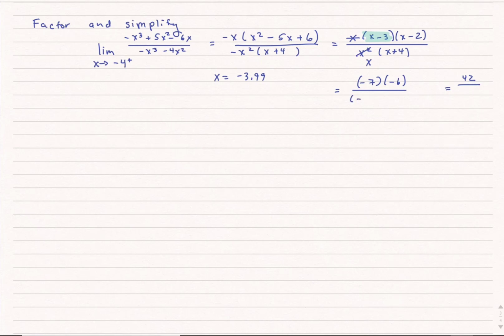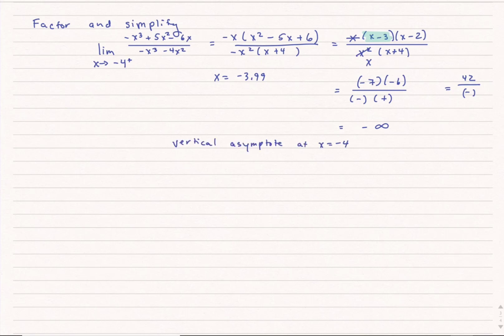Well, I've got a negative number with my x, and then my x plus 4, because negative 3.99 is slightly greater than negative 4, I end up with a positive number. A negative times a positive is negative. So that means this whole thing is going towards negative infinity, because again, the denominator is approaching 0.